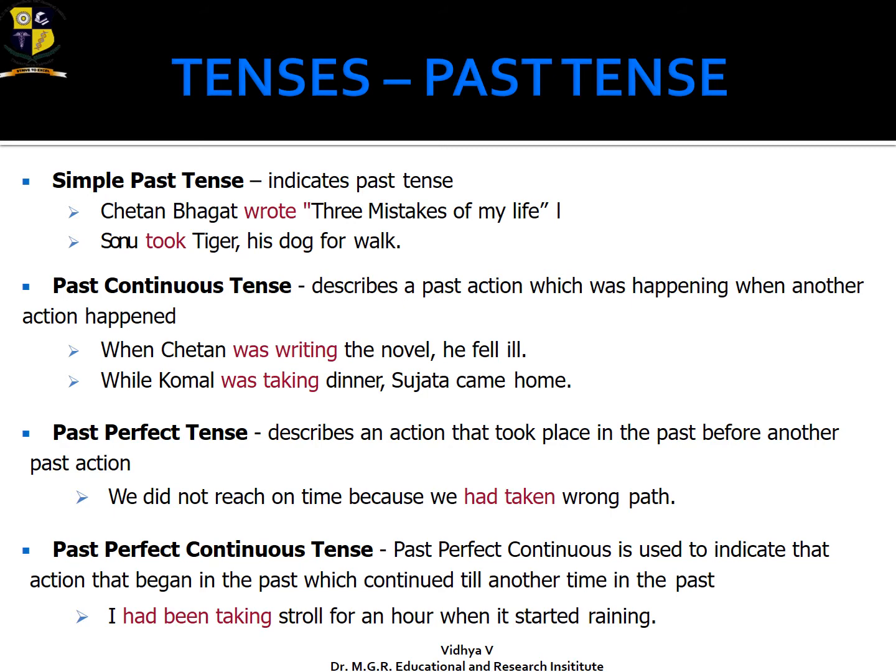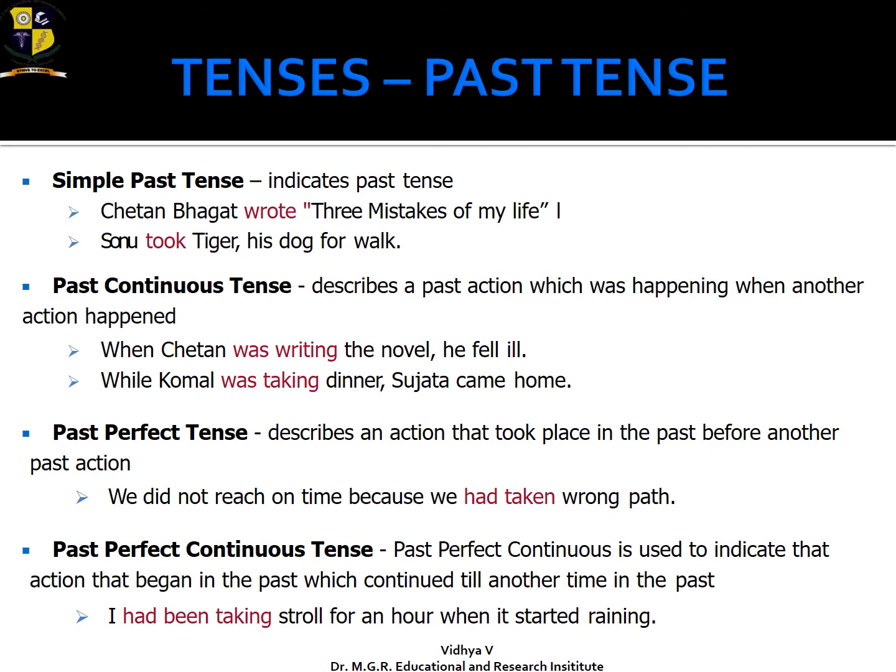Next is past continuous. This describes a past action which was happening when another action happened. So when Chetan was writing the novel, he fell ill. Two actions. When he was writing, he fell ill. Next is, while Komal was taking dinner, Sujata came home. So Komal taking dinner is one action, Sujata coming home is another action. So this is describing a past action which was happening when another action happened. So this becomes past continuous.